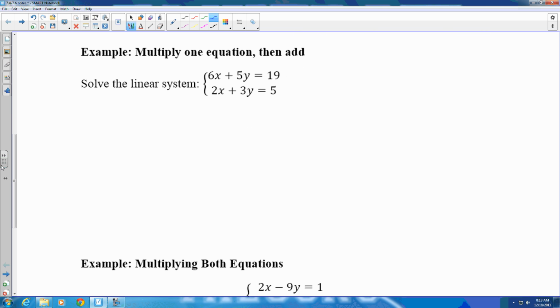Okay, so we're going to do the same thing. We're going to try to figure out how to make the signs opposite in one of our variables and the same number so that they cancel when we add. So I don't want to have to multiply both equations if I don't have to. So I am looking for a number I can multiply to one equation so that one of our variables will have the same number. Now if I multiply the bottom equation by negative 3, then it's going to have a negative 6x and it will cancel with our positive 6x. So I'm going to rewrite the whole thing.